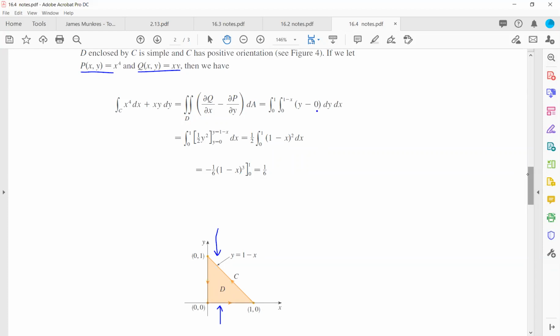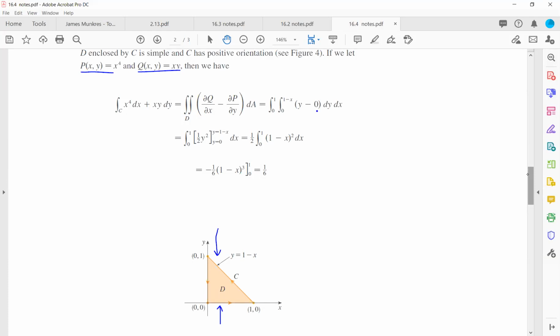The partial derivative of Q with respect to x is y. The partial derivative of P with respect to y is 0. So you have a very nice double integral to work with. The integral of y is a half y squared. You plug in 0 and 1 minus x, then you take the integral with respect to x of (1 minus x) squared dx.